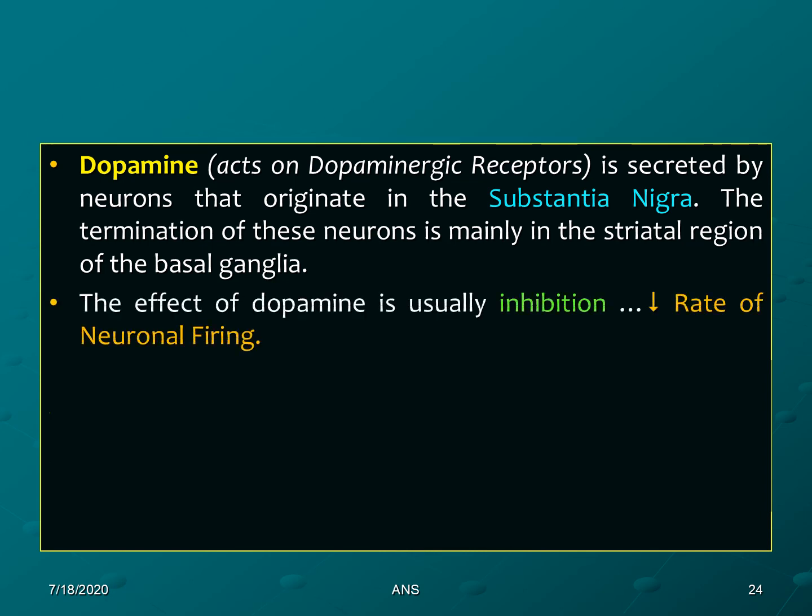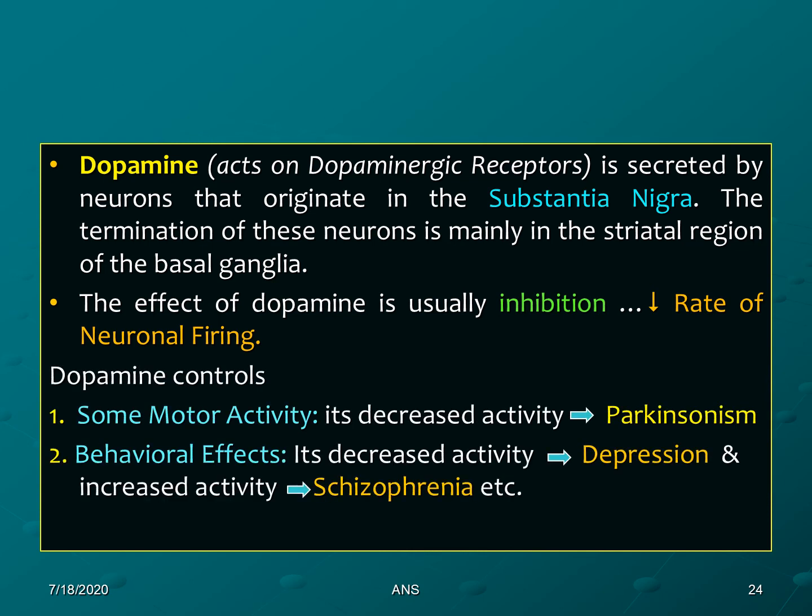So dopamine is mainly having inhibitory effect. We have seen previously norepinephrine was having stimulatory. Dopamine is having inhibitory, decrease the rate of neuronal firing. It controls some motor activity, so that is why when there is selective loss of dopamine neurons in substantia nigra, there will be decreased activity, leading to Parkinsonism-like symptoms.